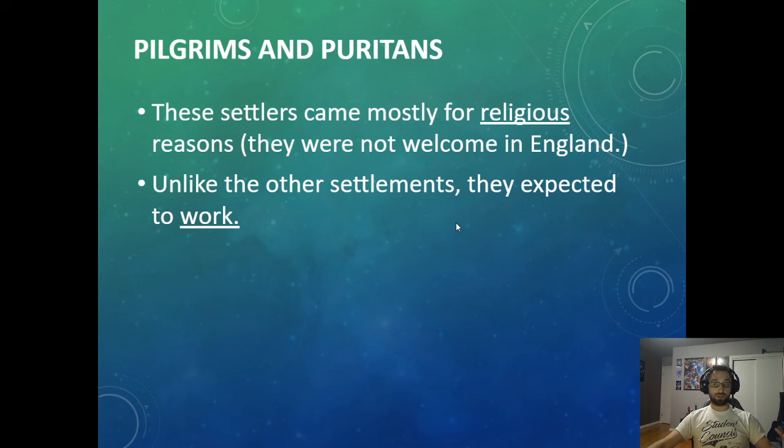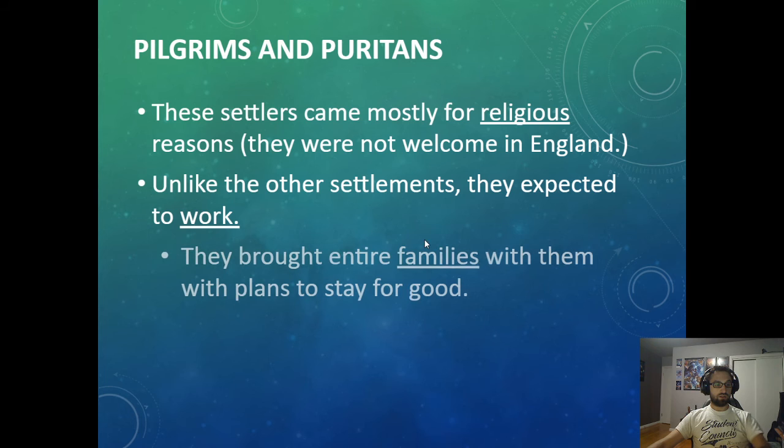So unlike Jamestown and Roanoke, the settlers coming to Plymouth expected to work. They didn't come here to get rich quickly. They were coming to stay, right? So they end up bringing their entire families with them, and they plan on staying for good. So they came more prepared. Basically, they had better equipment. They brought their families. They had more people. They were ready to work.